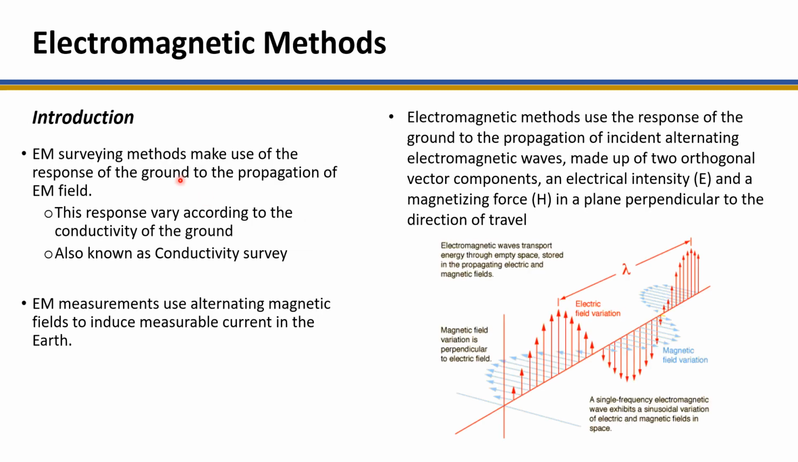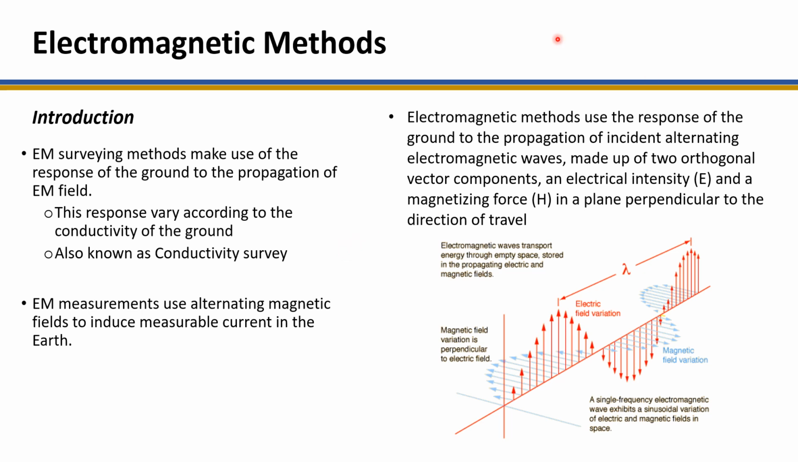A little bit of introduction on electromagnetic methods, EMs. EM surveying methods are types of geophysical survey that use the response of the ground to the propagation of an EM field to map subsurface structures and properties. The response of the ground to the EM field varies according to the conductivity of the ground. This is because the conductivity of the ground determines how easily an EM field can penetrate the ground and how much current will be induced in the ground.